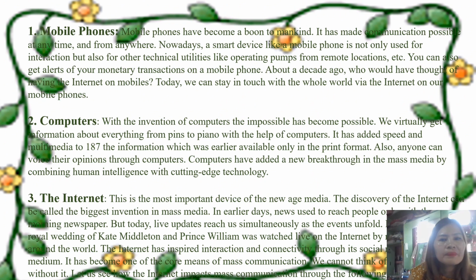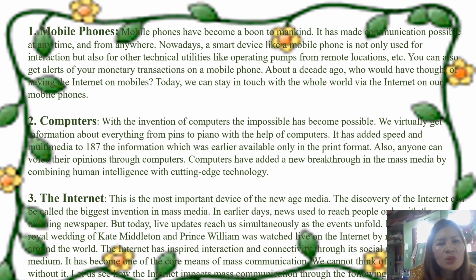Okay, so mobile phones. Mobile phones have become a boon to mankind. It has made communication possible at any time and from anywhere. Nowadays, a smart device like a mobile phone is not only used for interaction but also for other technical utilities like operating pumps from remote locations, etc. You can also get alerts of your monetary transactions on a mobile phone. About a decade ago, who would have thought of having the internet on mobiles? Today, we can stay in touch with the whole world via the internet on our mobile phones.